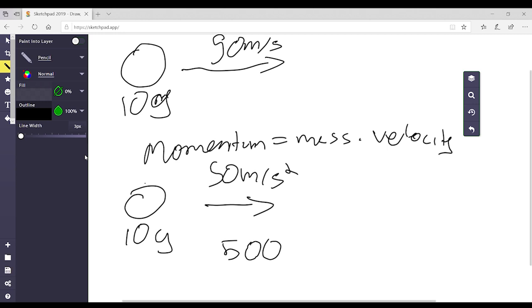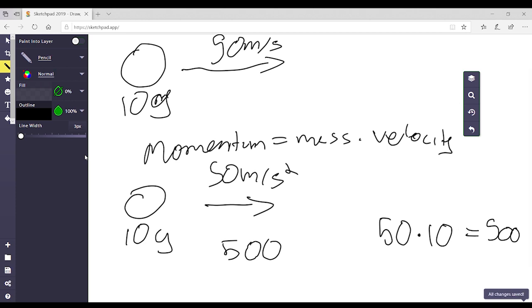But yeah, so this ball would have a force because it has an acceleration. It increases by 50 meters per second every second, and it would also have a momentum. But this momentum would be changing because it's accelerating. So in the first second, for example, it would have a velocity of 50 meters per second, times 10, which equals 500. That's the first second.